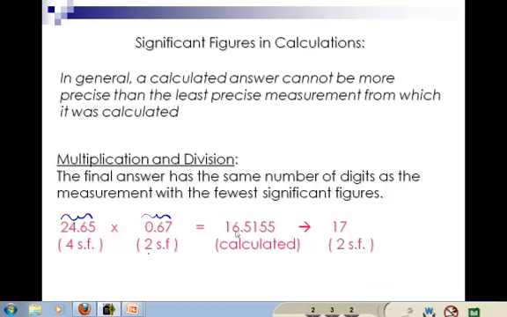But the problem is, I can't have a number that significant. I only have one with 2 sig figs in it. So I take this very, very long number and I have to round it down to my least number of sig figs, which is 2. So my 16.5, the 5 will then round that 6 up and it becomes 17.